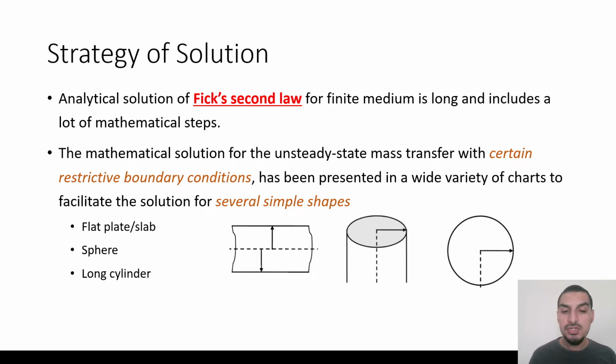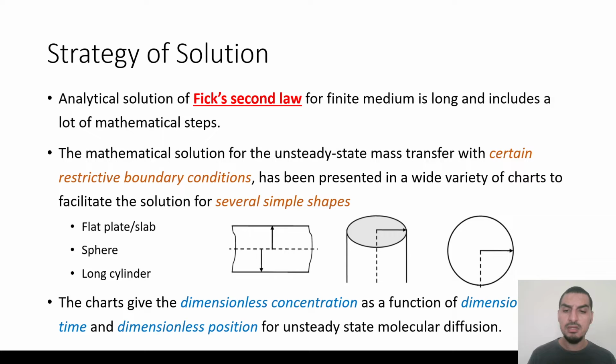There are some restrictions to the use of these charts, which are related to the equation, the boundary conditions, and the shapes or geometries that we can solve. We have charts for three different shapes: for a flat slab, which is something like this; for a sphere; and for a long cylinder. So these are the three shapes that we can find solutions for in these charts.